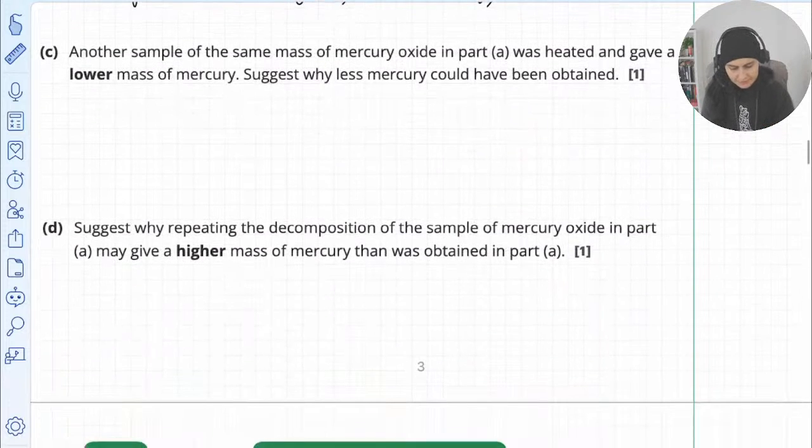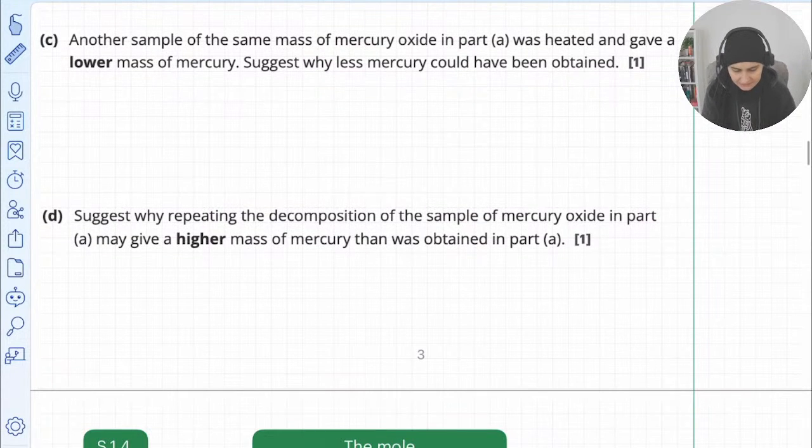Next, another sample of the same mass of mercury oxide in part A was heated and gave a lower mass of mercury. Suggest why less mercury could have been obtained. This is the type of question that everyone finds difficult, because it's a lab-based question, right? You do some experiment, and then they ask what went wrong because you got a smaller or higher amount of something. Here we got less mercury. What could have been the reason?